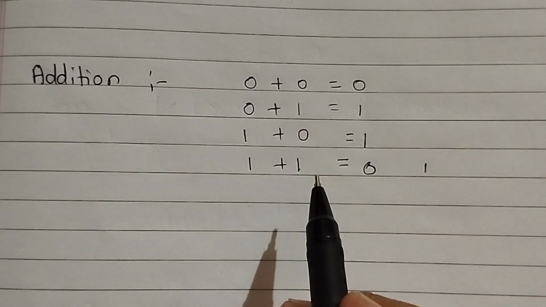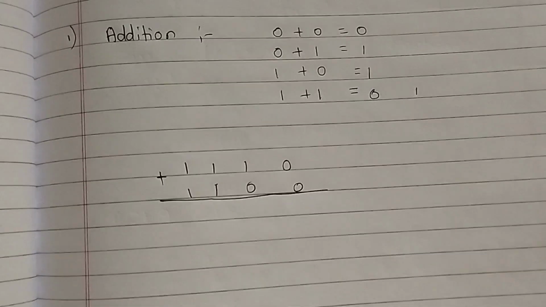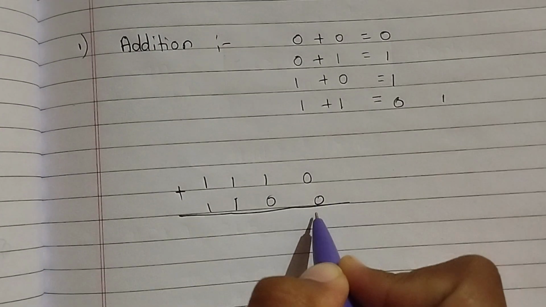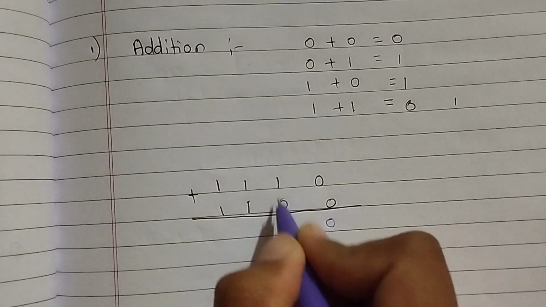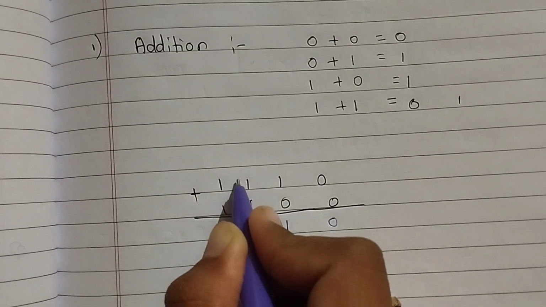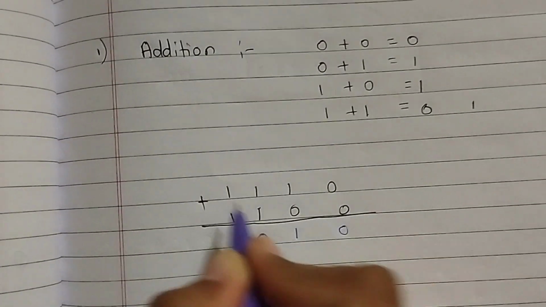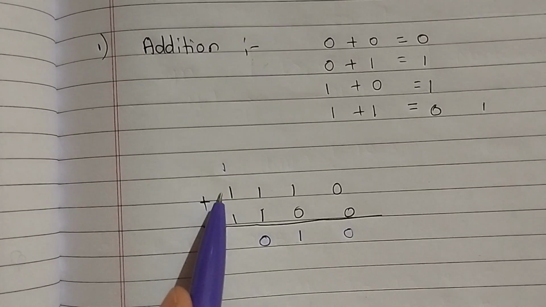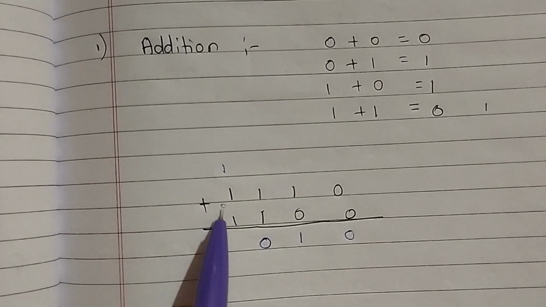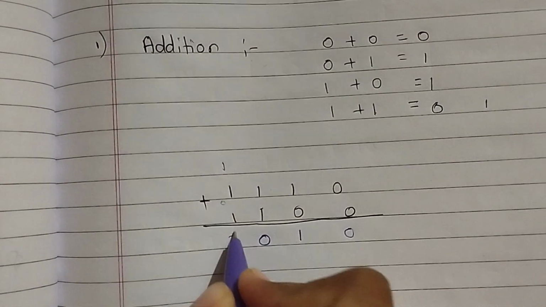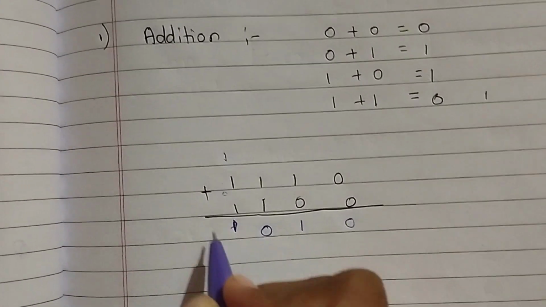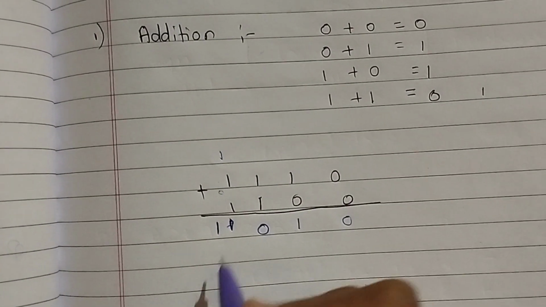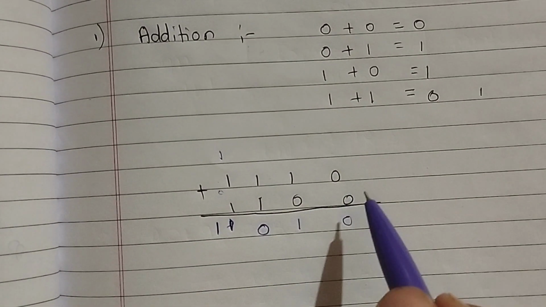So let's see one example. So 0 plus 0 is equal to 0. 1 plus 0 is equal to 1. But 1 plus 1 is 0, carry 1. Now this 1 plus 1 is 0. And 0 plus 1 is 1. But here one carry goes, so this carry is also written here. So I hope you get the idea.